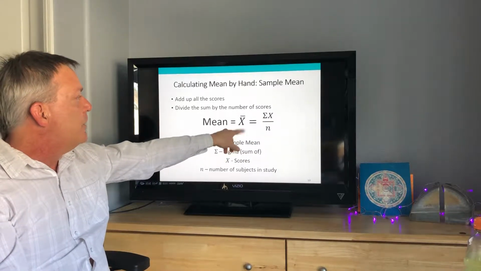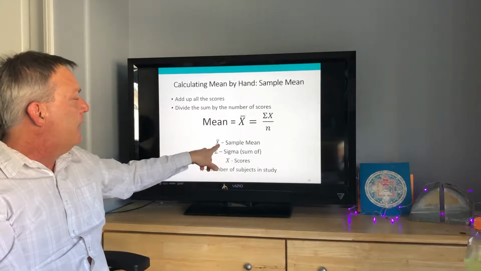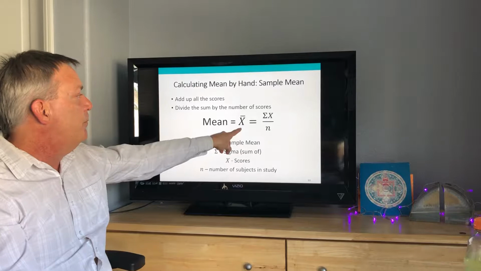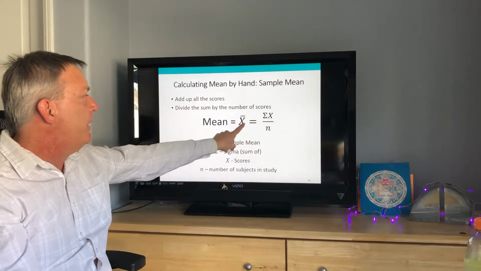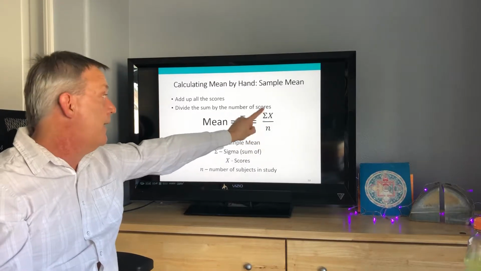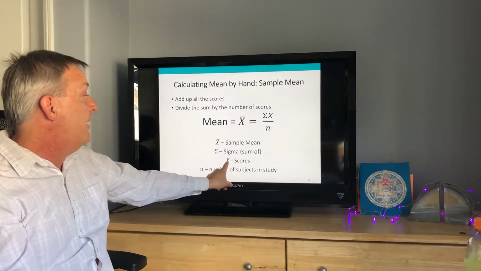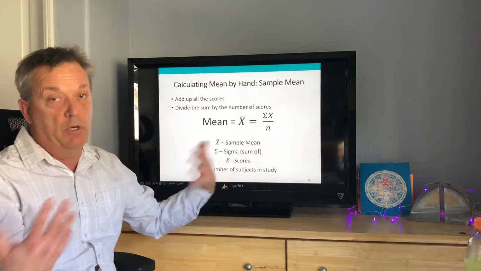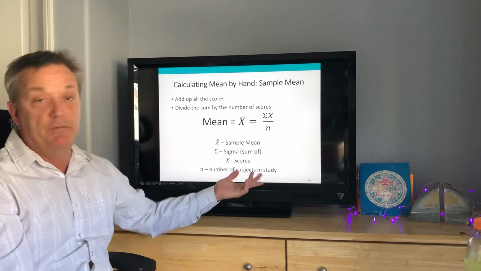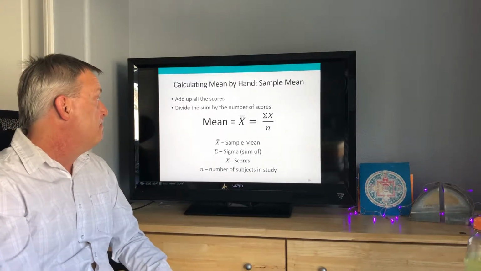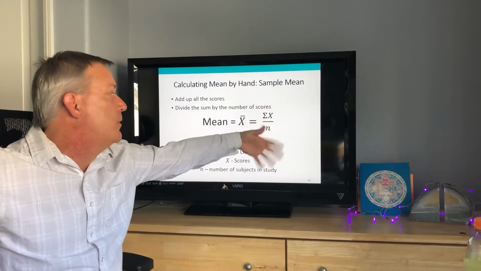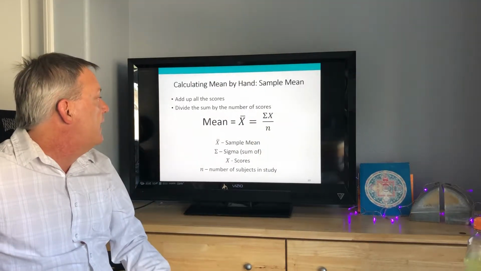The mean equals X with a line over it. Let's take a look at what that is. That's the sample mean, the symbol for that. So the sample mean, not the population mean, equals sigma, which is the sum of. Become comfortable with that symbol. X is the scores in your study, for example, and small n is the number of subjects in the study. So you add up all the scores and divide by the number of subjects in your study, and that gives you the mean.